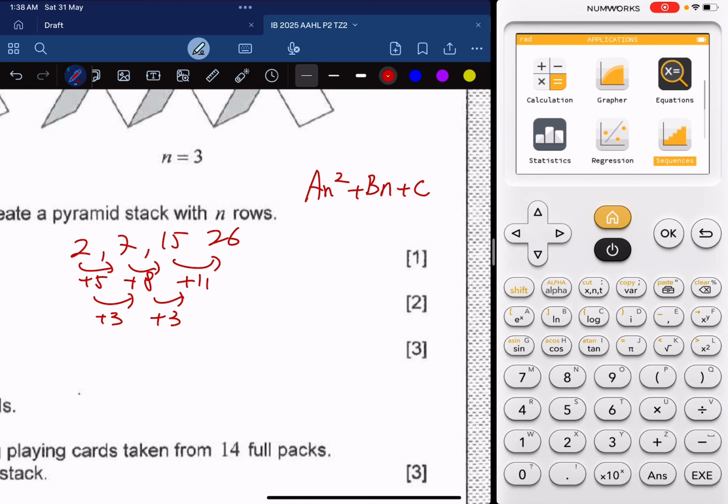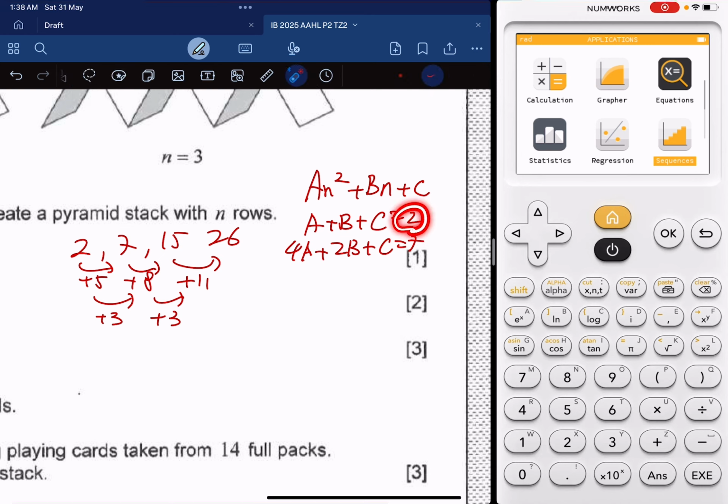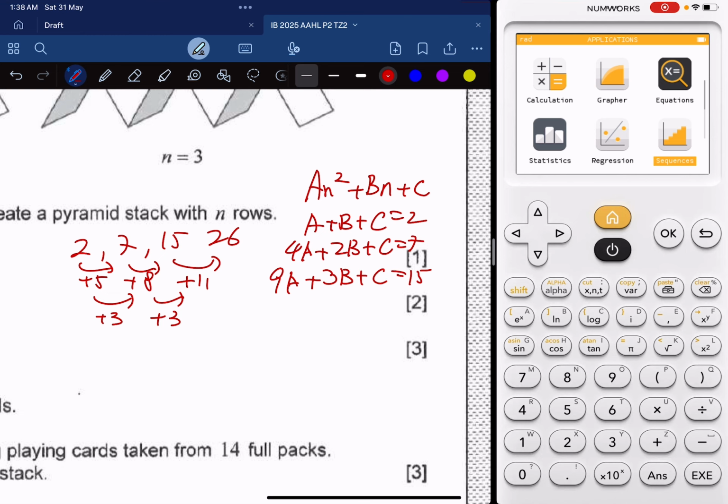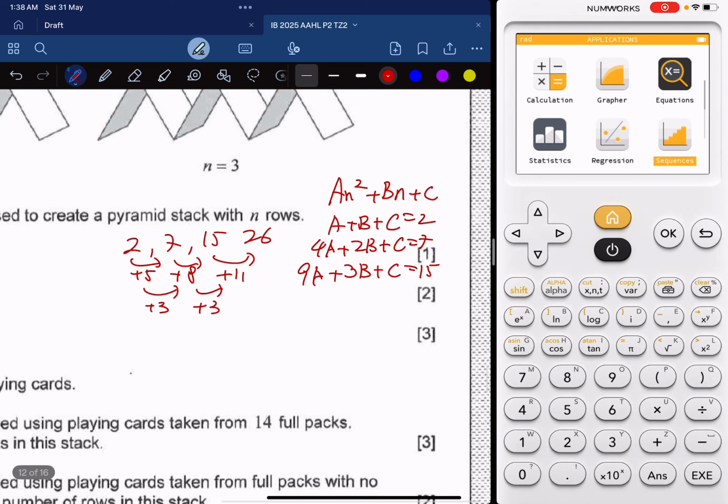What you can do is just plug in 1 into here. Maybe we put 1, right? A plus b plus c. This will equal 2, and then if we put 2, it will be 4a plus 2b plus c. This will be 7, because if we put 1, it'll be the first term, put 2, it'll be the second term. So the third term will be put 3, which is 9a plus 3b plus c. This will be 15. And then you need to solve the triple simultaneous equation for a, b, and c. Okay, so we can use this.